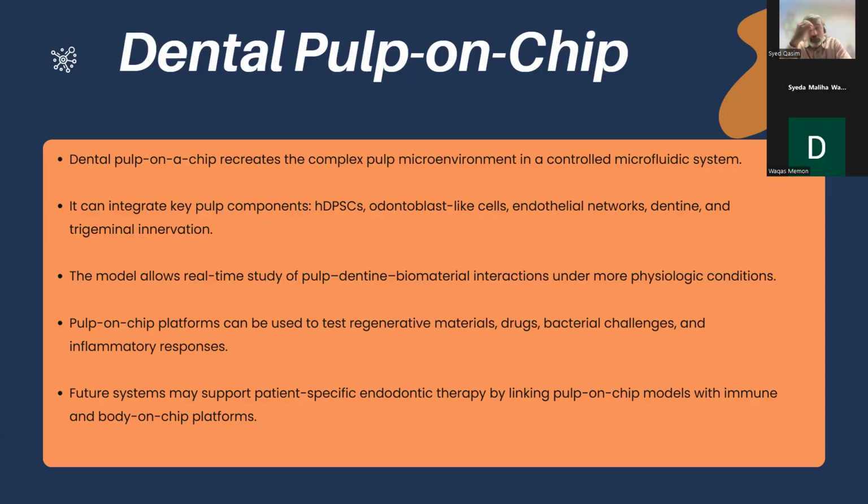What is done inside it is that it combines microfluidics and biofabrication. There are two different strategies. In biofabrication or microfluidics, they create these little channels, and these channels have very small space to pass the drug or the fluid or the cells in there so that they can actually mimic. Dental pulp on a chip recreates the complex pulp microenvironment in a controlled microfluidic system.